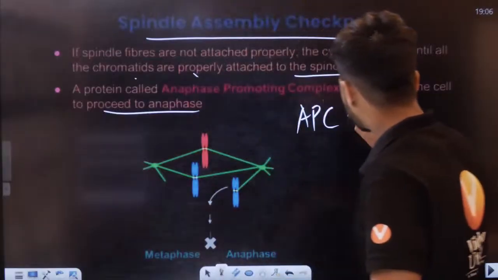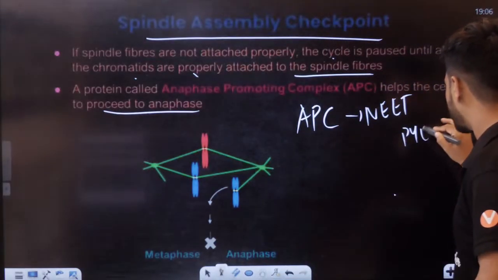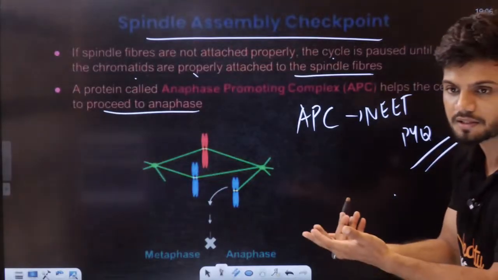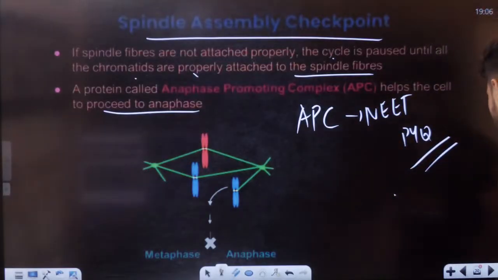Okay, so please remember, this was a NEET PYQ, not given in NCERT, but it is a NEET PYQ for all of you. The anaphase promoting complex helps the cell to proceed to anaphase. So it will help the cell get into anaphase. It's a NEET PYQ, APC.